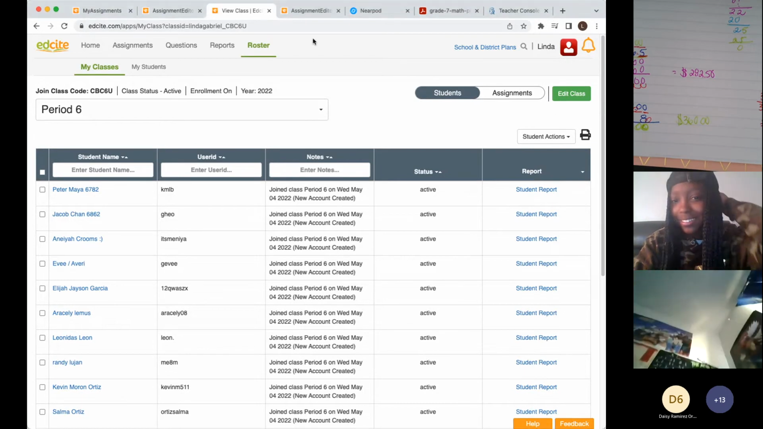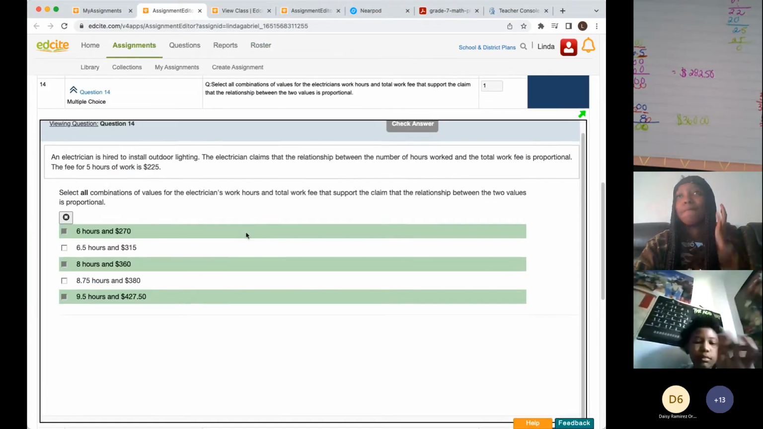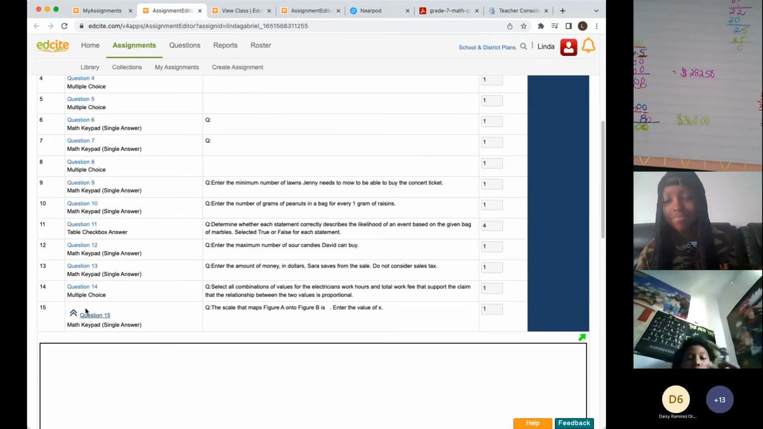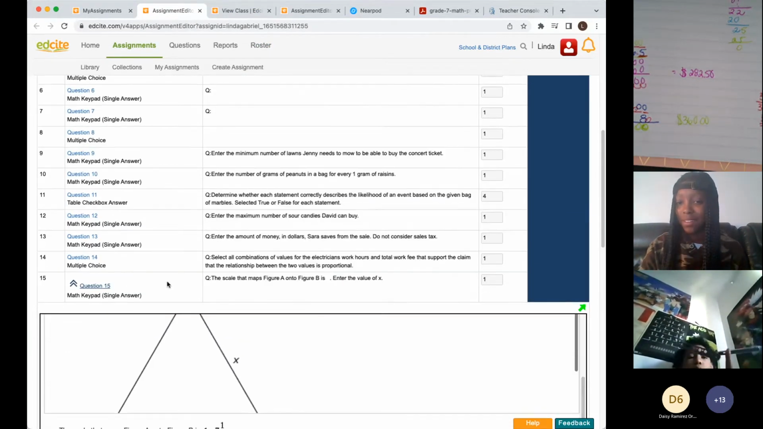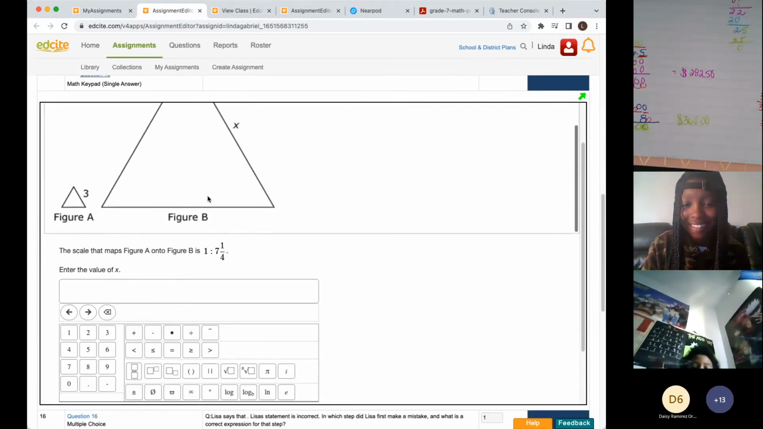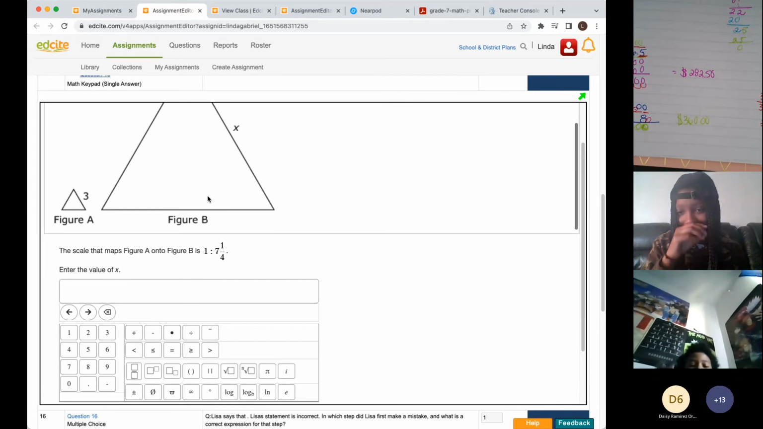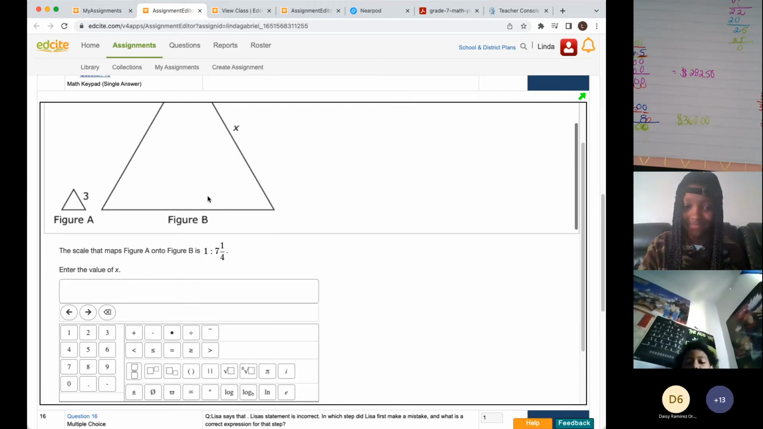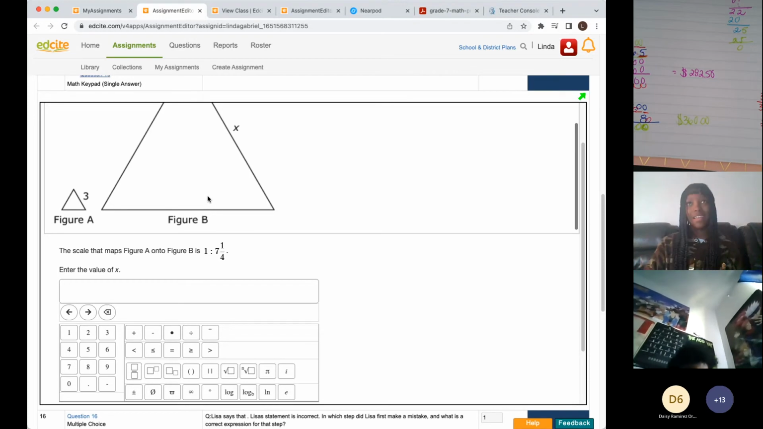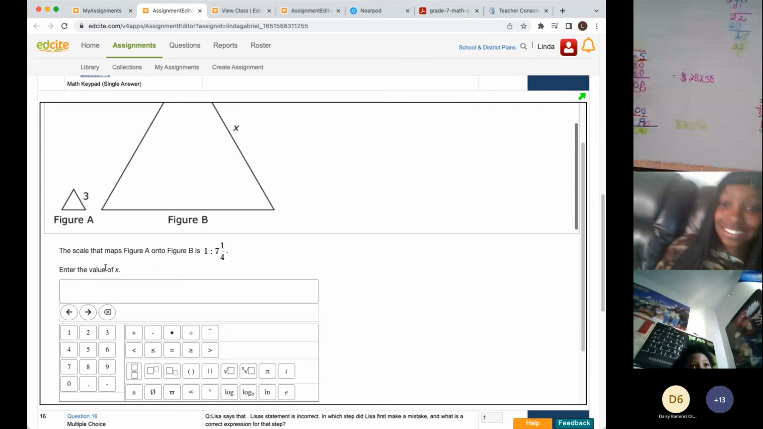Of course. All right, so back to the assignment. Okay, so we finished question 14. So now we will go on to question 15. Here we have 2 triangles, figure A and figure B. The scale that maps figure A onto figure B is a scale of 1 to 7.25. Enter the value for X.